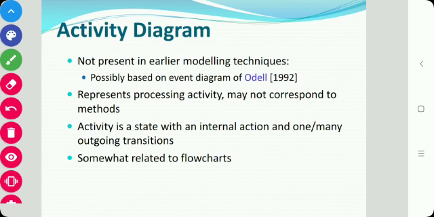The activity diagram focuses on representing the activity or chunks of processing. So, what is activity? An activity is a state with an internal action and one or more outgoing transitions which automatically follow the termination of that internal activity. Okay, means the activity can have more than one outgoing transition. Activity diagrams are similar to the procedural flow chart.